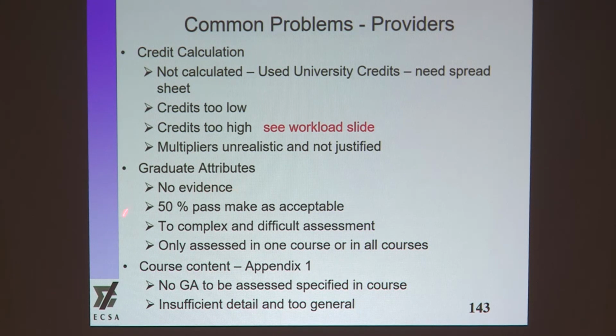Graduate, no evidence, or 50% passes accepted. Or it's too complex and difficult assessment. Some guys, I told you the one, university, 172 criteria per student. Or it's only assessed in one course or in all courses. As I said, it's not good practice. Course content, no GAs, insufficient detail and too general. That's your Appendix 1, in other words, your study guides.